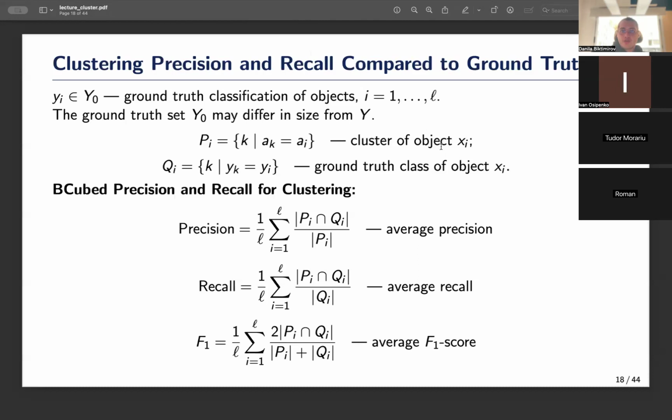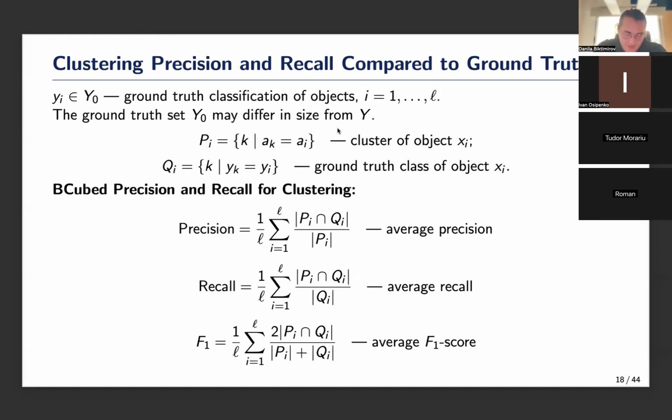Now we are talking about having several objects whose ground truth we know. It is just that we want to know how good our prediction is.